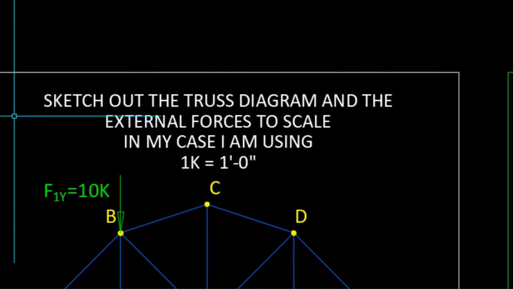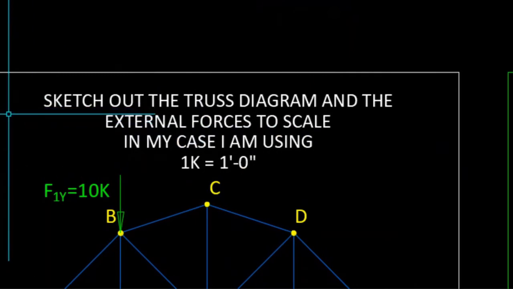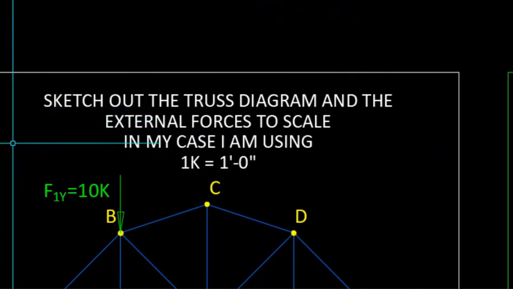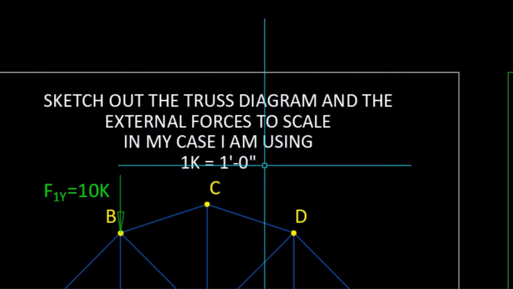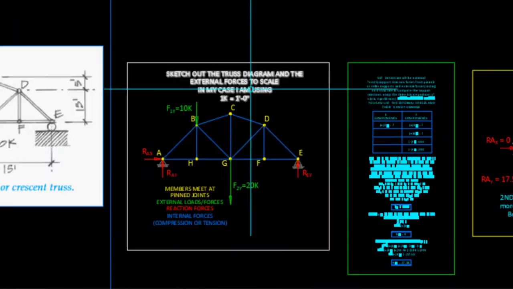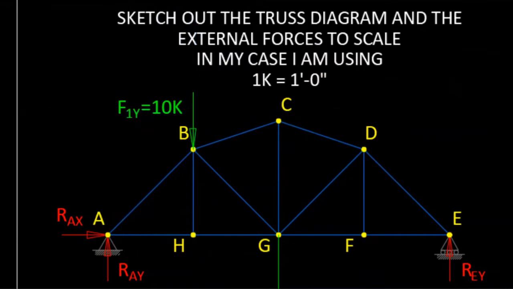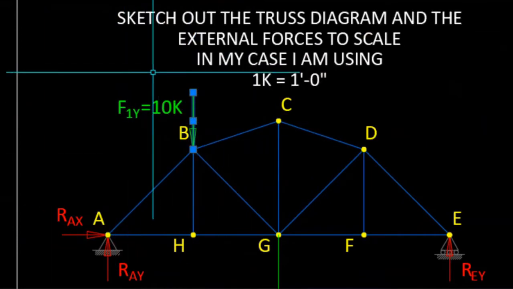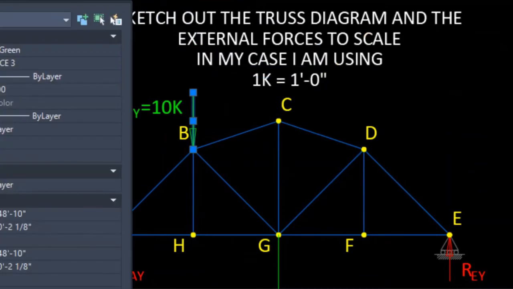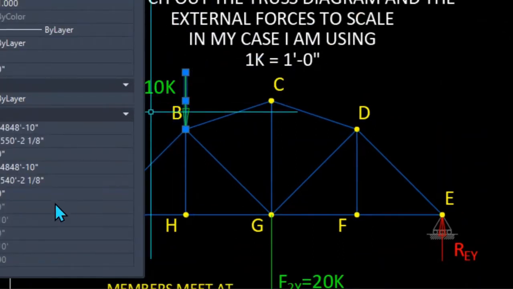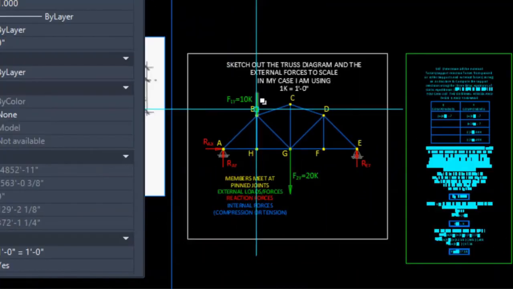To begin, first we must sketch out the truss diagram and the external forces to scale. In my case, I am using 1K equal to 1 foot to sketch out the forces. So for example, this 10K force would be equal to 10 feet, shown here on the delta Y axis.